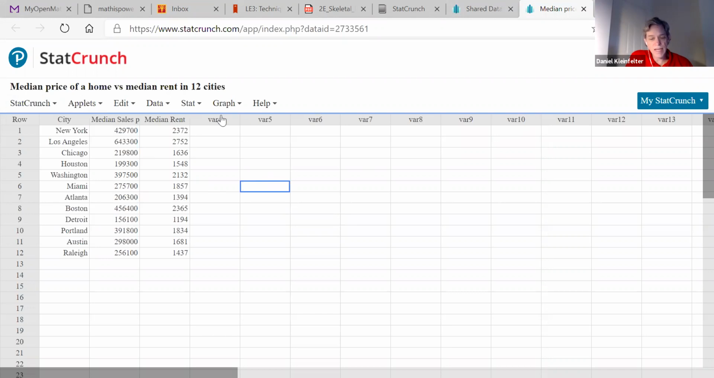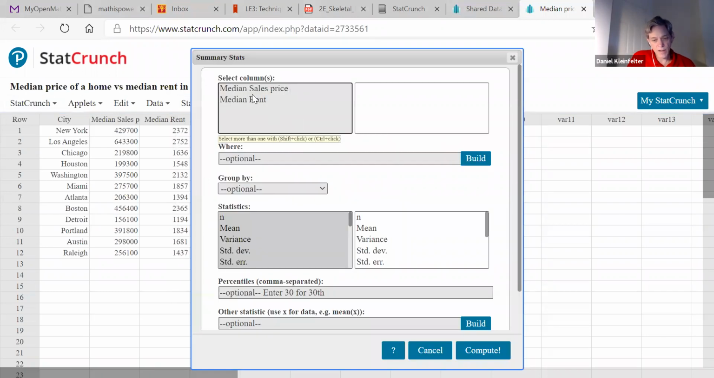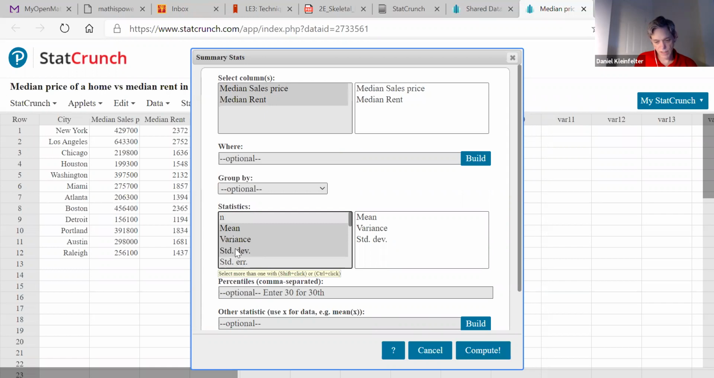So let's go ahead and calculate the summary stats. Data is shown in columns, and our two columns are going to be the sales price and the rent, of course. And then let's take just the mean and standard deviation. We'll pick up the variance as well.